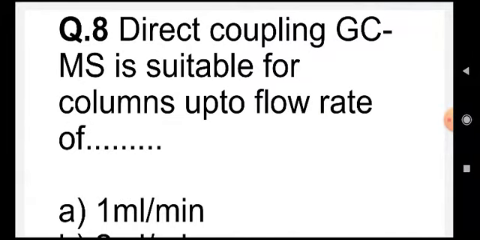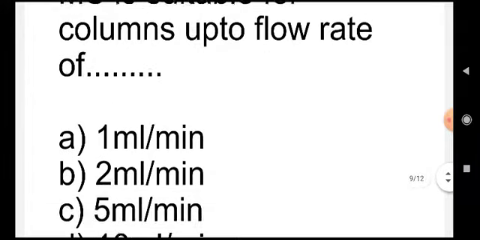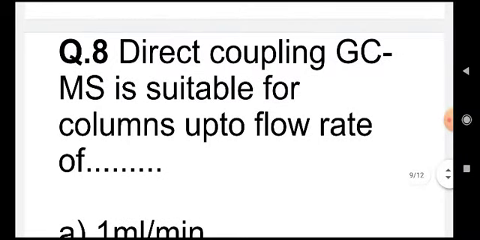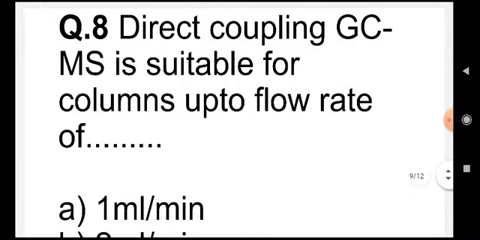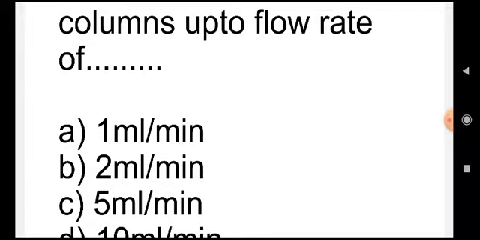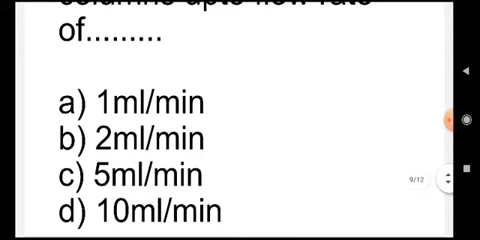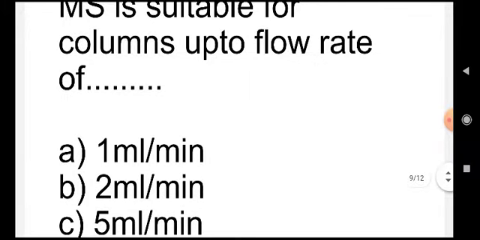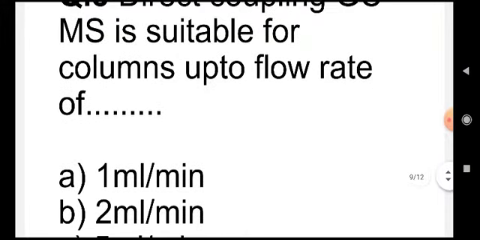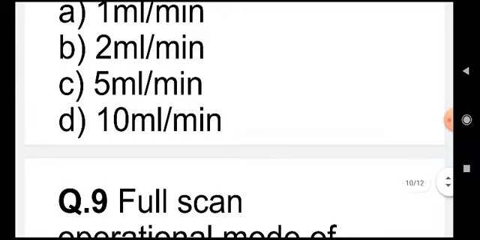Direct coupling GCMS is suitable for columns up to flow rate of 1 ml per minute, 2 ml per minute, 5 ml per minute, 10 ml per minute. Now, without the interface, you can directly couple GC with MS, provided you are using a capillary column, not a packed column, and it should not have a flow rate of more than 2 ml per minute. If a capillary column is used and it has got a flow rate of 2 ml per minute or less than that, then you can directly couple GC to MS. No need of an interface. Okay, the correct answer is B.